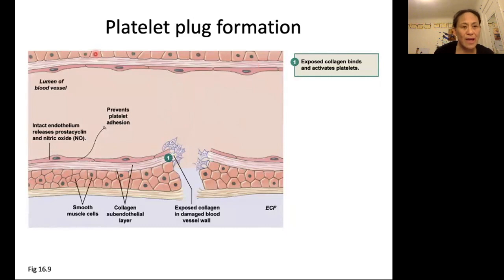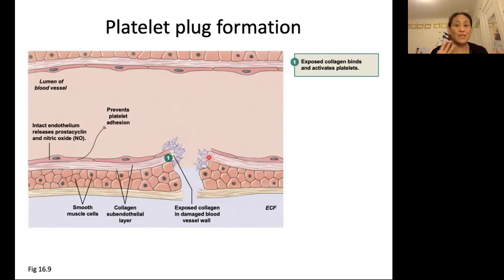Okay, so what you're looking at here is a blood vessel. This is one wall of the blood vessel. This is another wall of the blood vessel. This is the lumen, or the inside of the blood vessel. This is the extracellular fluid out here, and in pink, this pink layer right here is collagen. So when we break that blood vessel, collagen is going to be exposed.